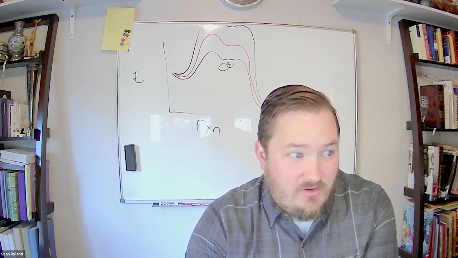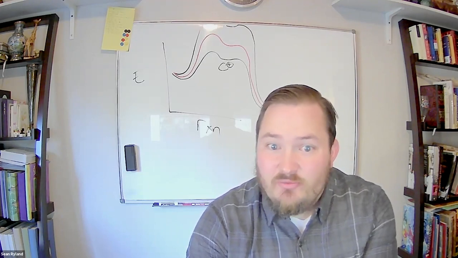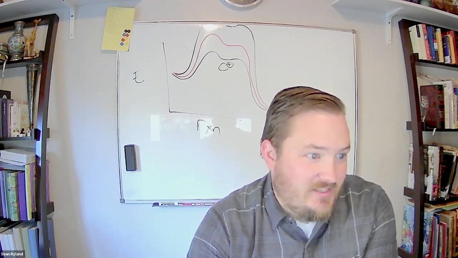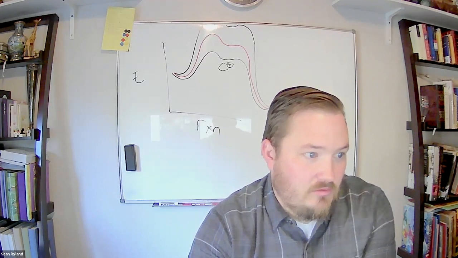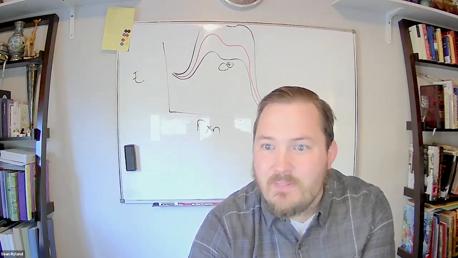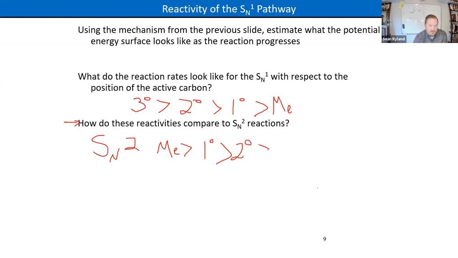For this second part, how do these reactivities compare to the SN2? It's going to be exactly opposite. Faster SN2 means slower SN1. For SN2, methyl reacted faster than primary, which reacted faster than secondary and faster than tertiary. Tertiary was so slow in the SN2, we said it was too slow to measure.